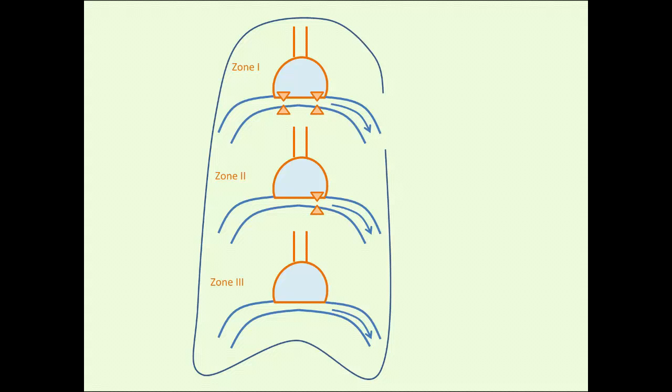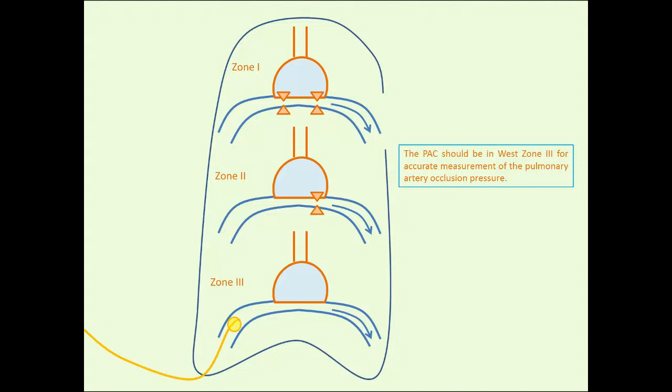So also, as I mentioned in a previous slide, the pulmonary artery catheter must be in West Zone 3 for accurate measurement of the pulmonary artery occlusion pressure. And as we know, the reason is as this balloon is inflated, there has to be a static, unchanging, uninterrupted column of blood from the tip of this catheter all the way to the J1 point, or essentially the left atrium.